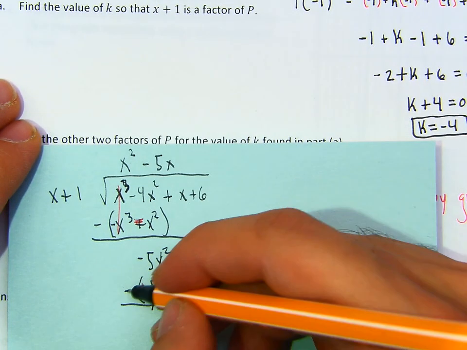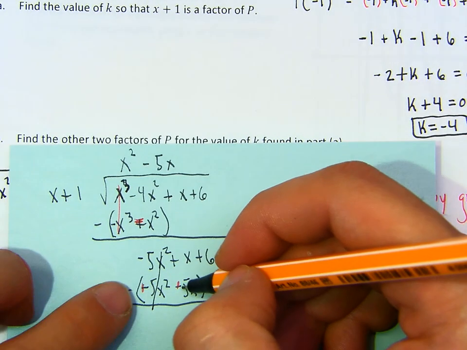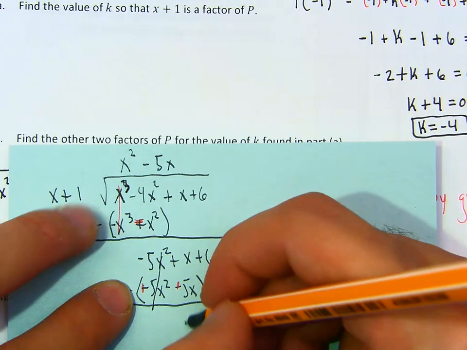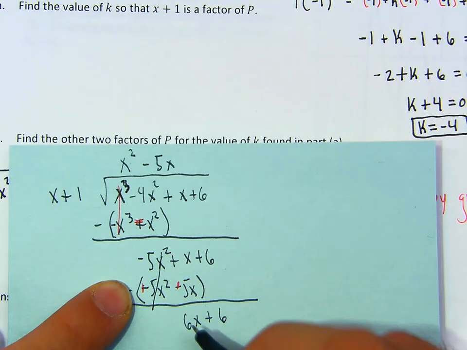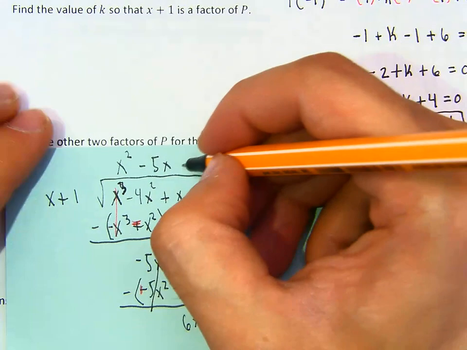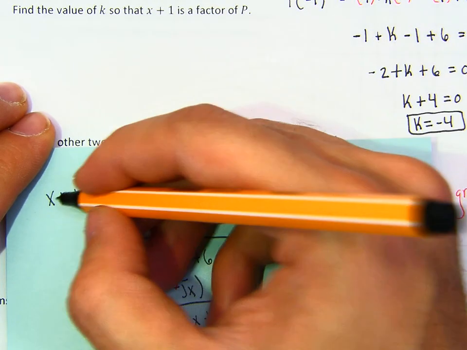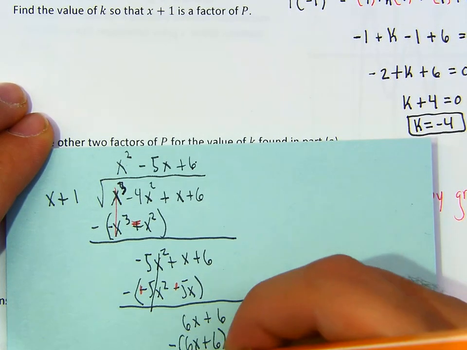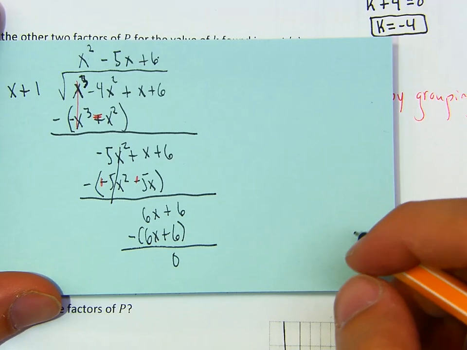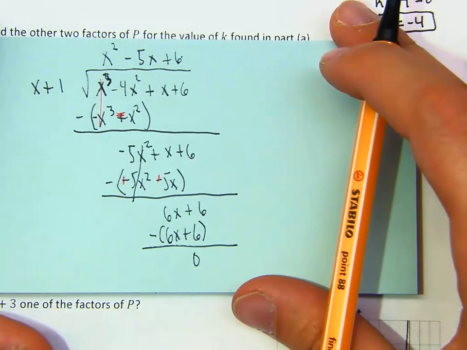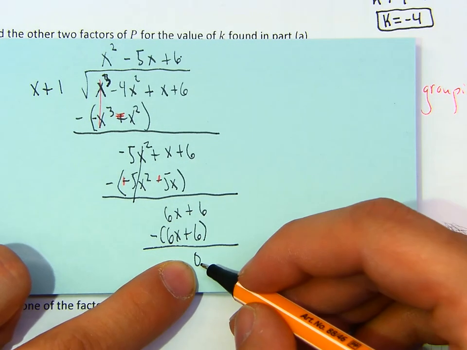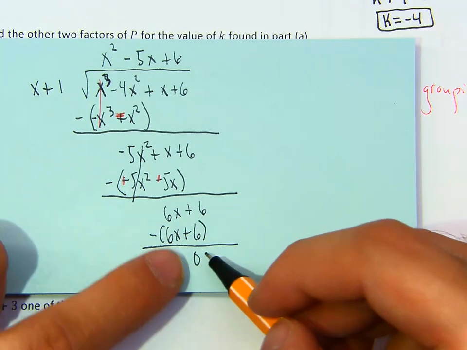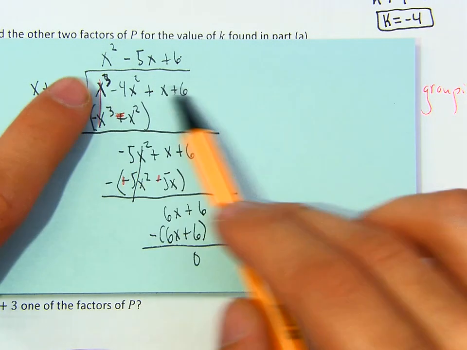Now you have x minus, this is positive, right? Yeah, positive. So this is 6x plus 6. How many times does x go into 6x? It goes in 6 times. And then 6 times this is 6x plus 6. Parentheses, parentheses, subtract. And then now you get 0. Okay? You see how we got a remainder of 0. And why did we get a remainder of 0? Because this is a factor of that.